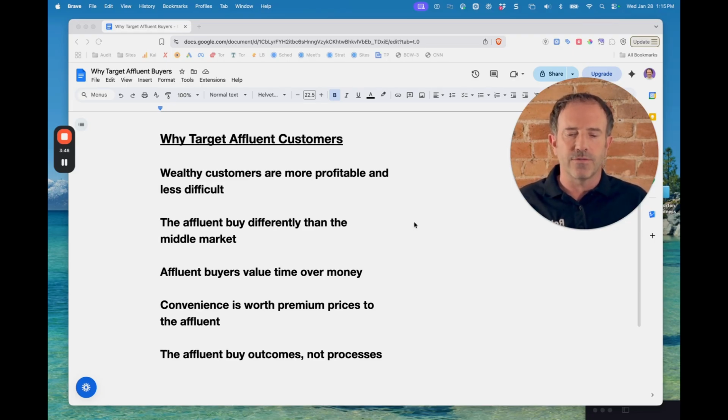And number 5, we kind of talked about this already, the affluent buy outcomes, not processes. Someone who is an 8-figure household just wants the outcome. They don't have time for this. The affluent live in a secret world that runs by unknown rules that are not known to most people. It's a different language. It's a different code that they run by.